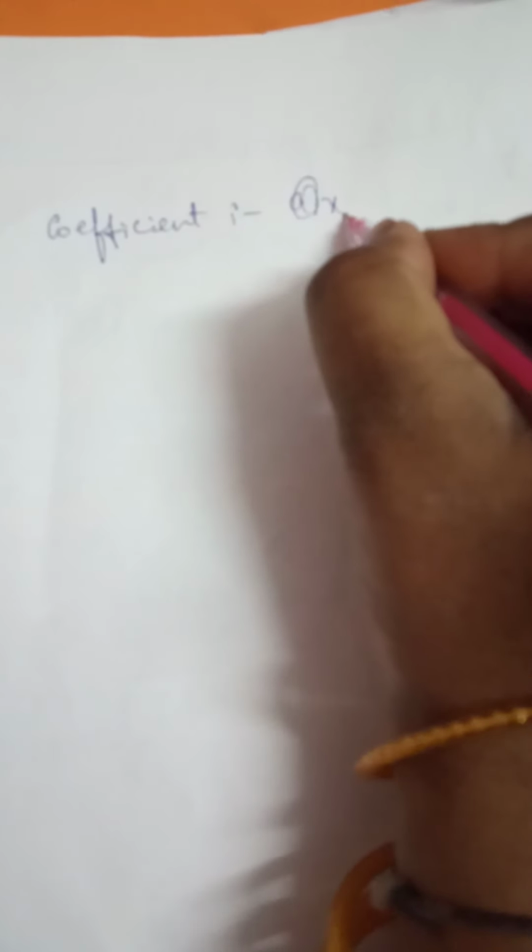For example, a into x. Yes, a is the term in which x is acting as a coefficient. A is a coefficient of x, x is a coefficient of a. We can write it like this. Here a is called a numerical coefficient and x is called a literal coefficient.